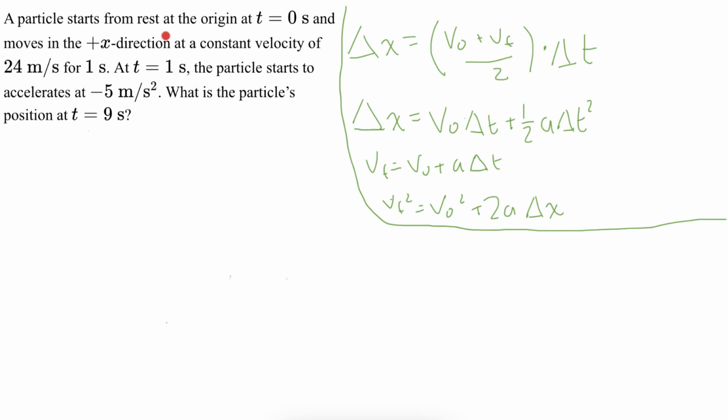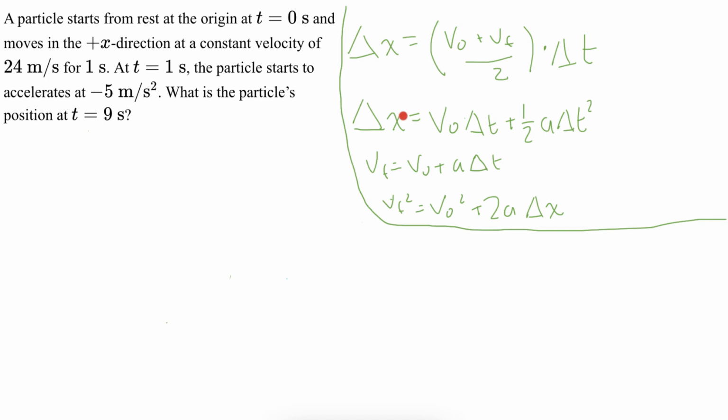A particle starts from rest at the origin at t equals 0 seconds, and then moves in the positive x direction at a constant velocity of 24 meters per second for 1 second. At t equals 1 second, the particle starts to accelerate at minus 5 meters per second squared, so it's going in the negative x direction now. What is the particle's position when t equals 9 seconds?